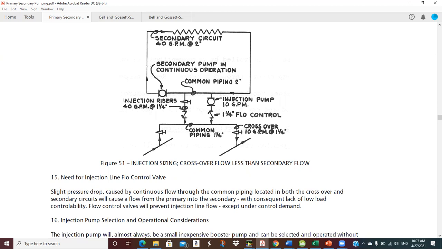Let's see. Need for injection line flow control valve. Slight pressure drop caused by continuous flow through the common piping located in both the crossover and secondary circuits will cause a flow from primary into secondary with consequent lack of low load controllability. Flow control valves will prevent injection line flow except under controlled demand. So that's what these guys do, make sure that we're not gravity flowing through these two lines. So we need the flow control valves.